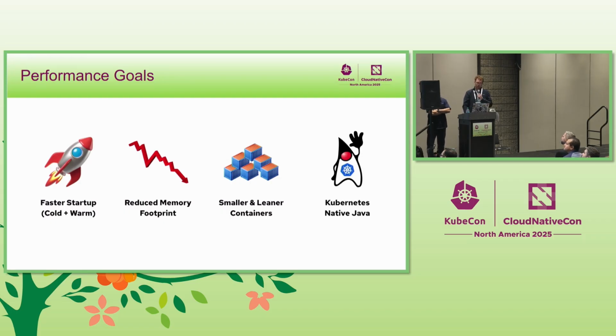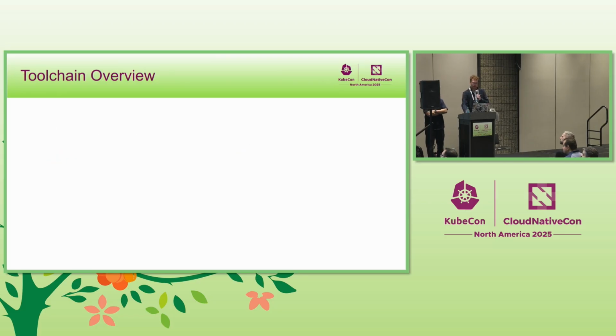And with a newer JVM, hopefully you have Kubernetes-native Java all supported in here. So let's get to the tool chain overview. Yeah, sure. So by the way, that's a JVM scaling issue.